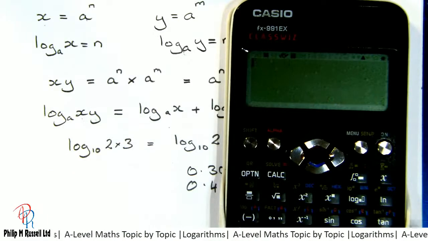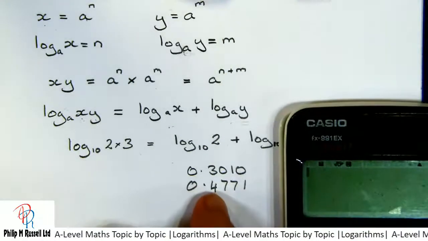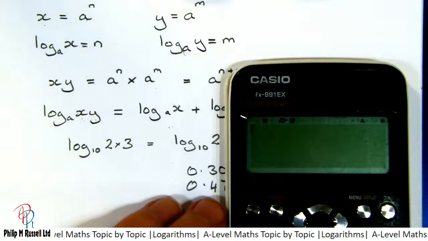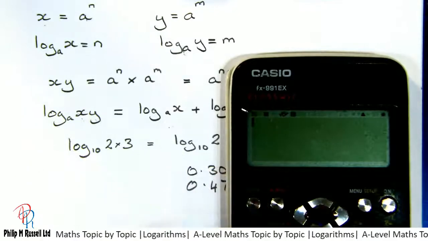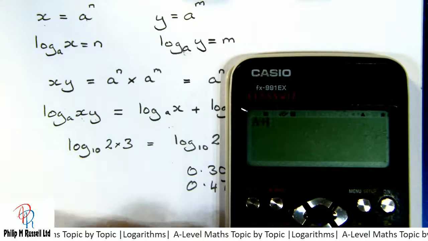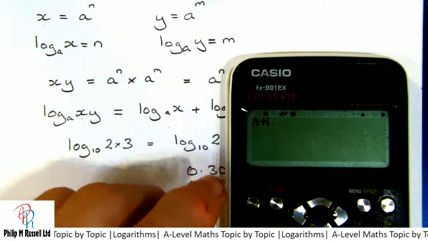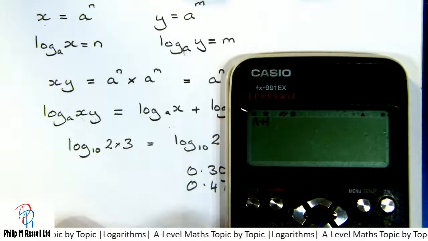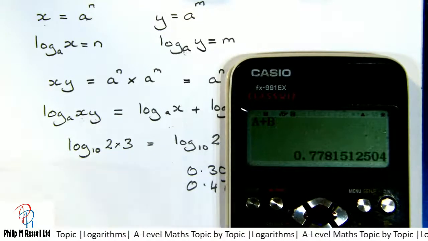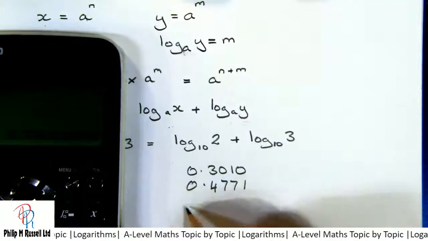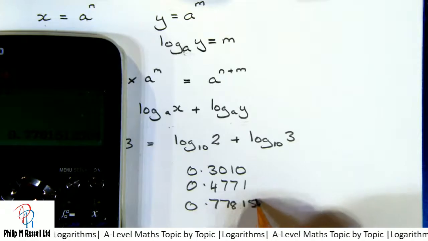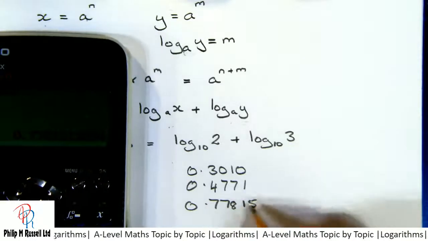And what I'm going to do now, rather than add those up, because it won't be very accurate, I had more decimal places, is I'm going to take memory A and I'm going to add that to memory B. Recall B, and that's going to give me an answer of 0.77815. We could have added those up manually.